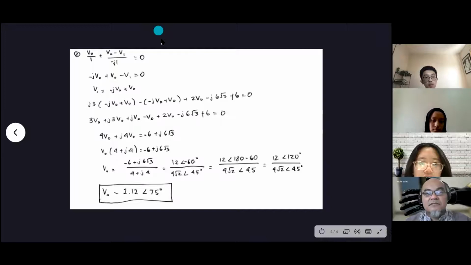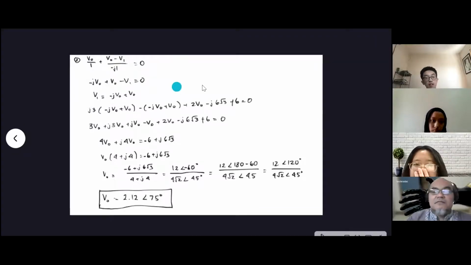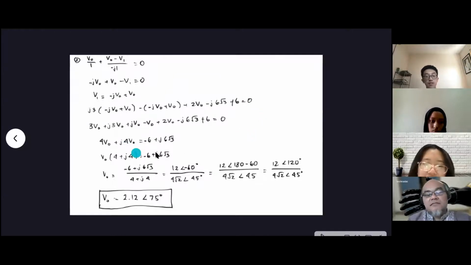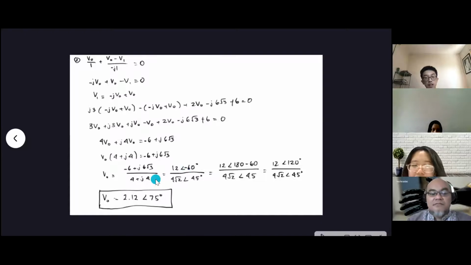Okay, so after substituting, we can add all the like terms together. And what we will get is 4 V naught plus J 4 V naught equals negative 6 plus J 6 root 3. And so we can just make the V naught alone. So we can get negative 6 plus J 6 root 3 divided by 4 plus J 4. And because this is division, we prefer to use phasor. So we change everything to phasor.